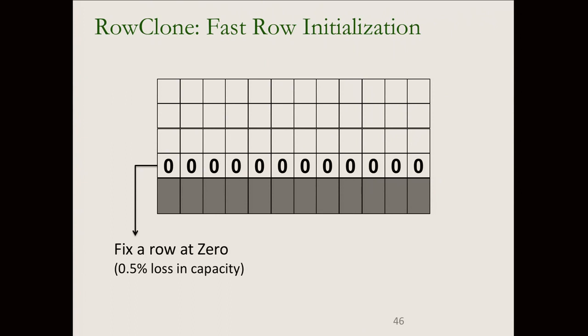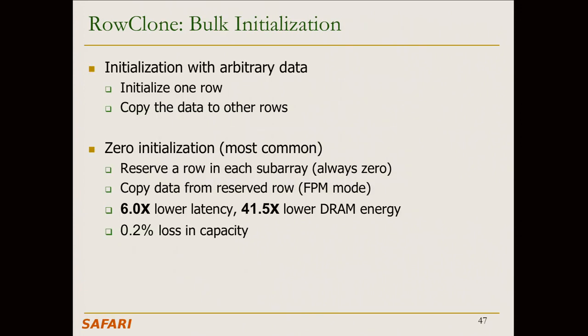Okay, so I've given you examples of the copy. Let's take a look at initialization. The paper proposes if you want to initialize a row or multiple rows, zero initialization is very common in workloads. So you fix 1 row in a subarray to all zeros at some capacity loss, and you basically copy that row to the rows that you want to initialize. And if you want to do it with arbitrary data, you initialize 1 row and copy the data to other rows. Zero initialization is the most common, as I said.